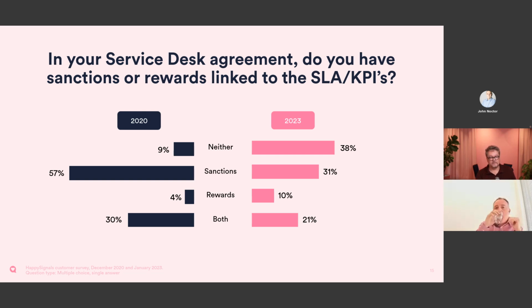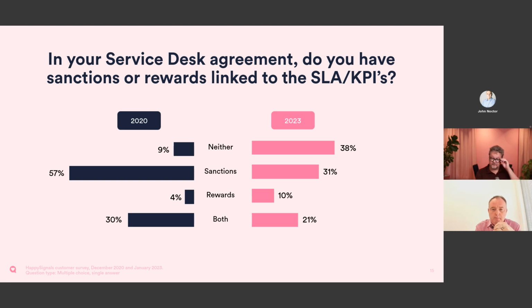That was 3 years ago. Now this year, January, it's 38% of companies. Some of these companies are the same that answered this survey 3 years ago, some of them are our new customers. Sanctions, it was 57%, now it's 31%. Rewards, 4% is now 10%, and both, 30% to 21%. So what we see here is that the companies who are doing experience management are dropping sanctions from the traditional SLAs and KPIs.